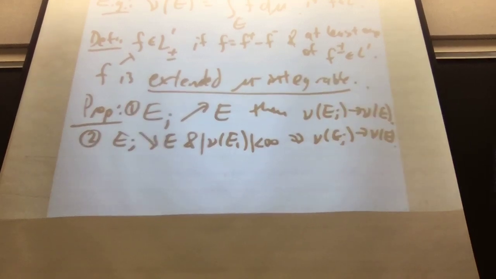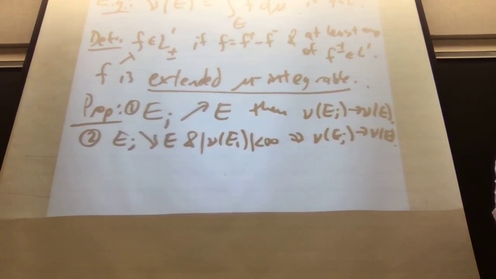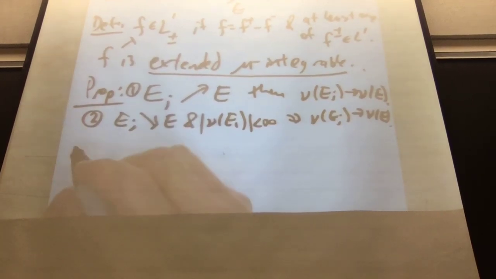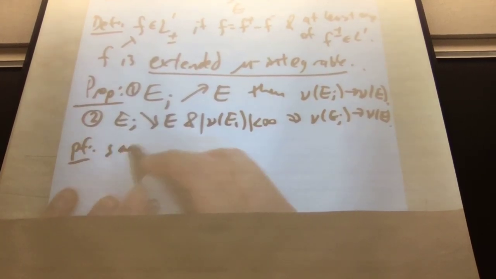This is the kind of thing where you can drop some initial ones. It doesn't have to be E1, as long as one of them is finite. If they're zooming down, forget all the ones that have infinite measure, and get to one that has finite measure. And the proofs are identical. So the proof is the same.